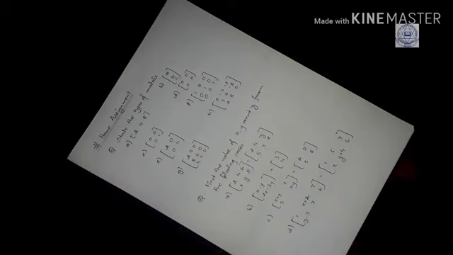And question number 2 is from equal matrices: find the value of x, y and z from the following cases. Here there are 4 sub questions, and you have to find the value of x, y and z the way I have taught you from the 2 examples that I have shown in the previous part. So these 4 are the questions.